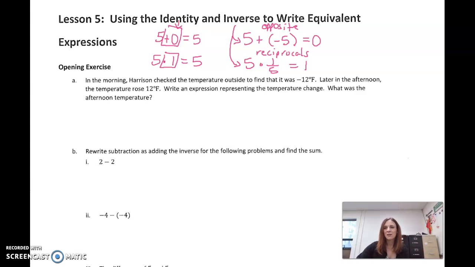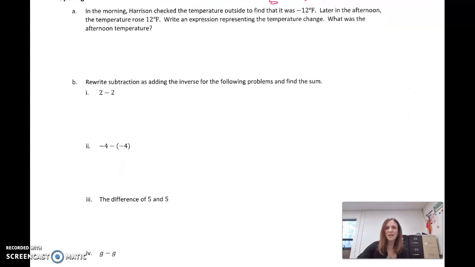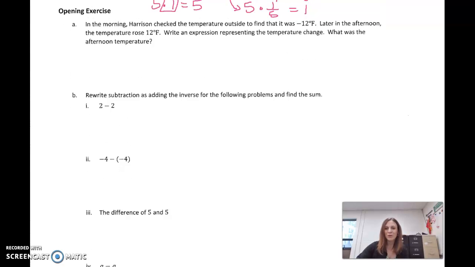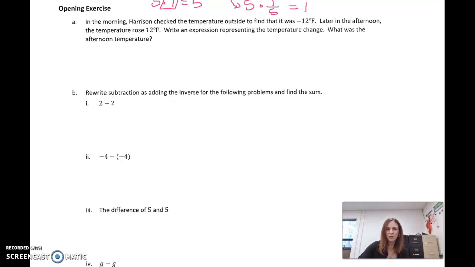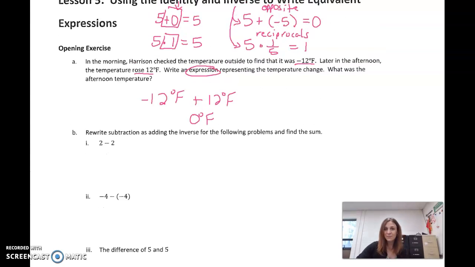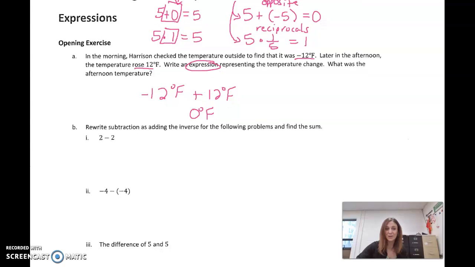Equal expressions. In the morning, Harrison checked the temperature outside to find that it was negative 12 degrees. Later in the afternoon, it rose 12 degrees. So it was negative 12, and then it rose 12. Write an expression representing the temperature change. Well, I'm going to add those together, and guess what? If I have negative 12 degrees on a number line, and I add 12 to it, I am at 0 degrees Fahrenheit. Notice that these are opposites. And opposites add to 0.